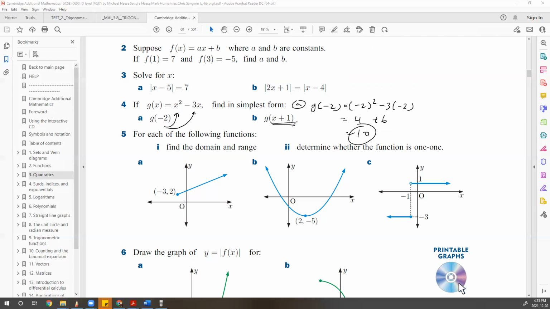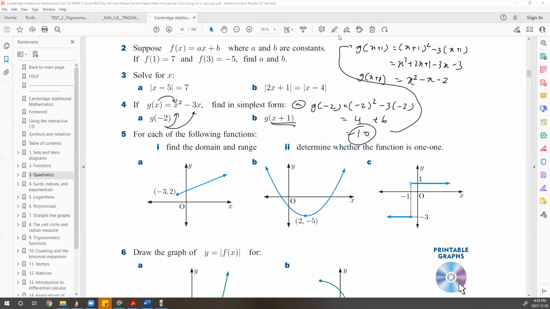How about x plus 1? Just write it down. G of x plus 1 equals, the x becomes x plus 1. You treat the x as x plus 1. Minus 3 times x plus 1, right? So x squared plus 2x plus 1 minus 3x minus 3. And it is in terms of x, no problem. Don't worry that it has to be a number, no. It can be in terms of x, okay?